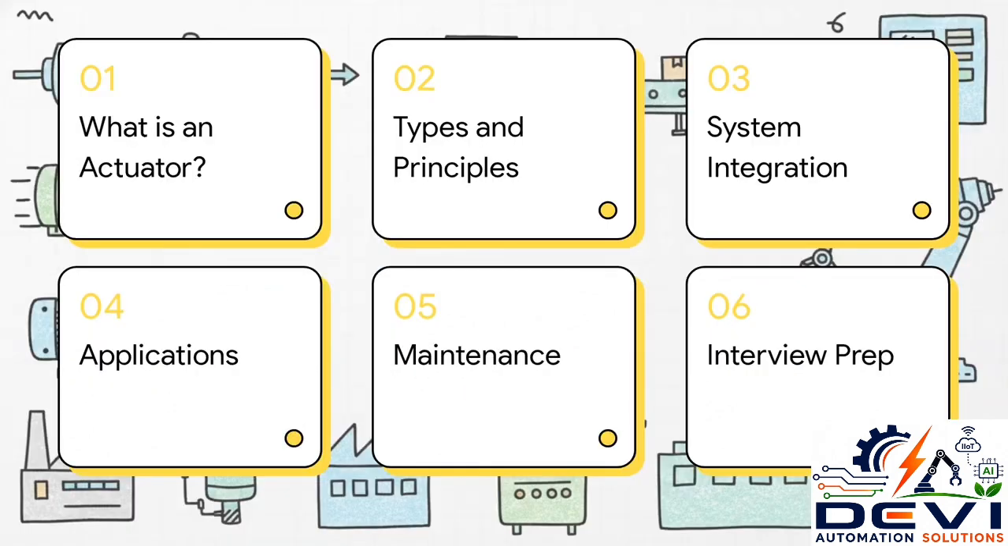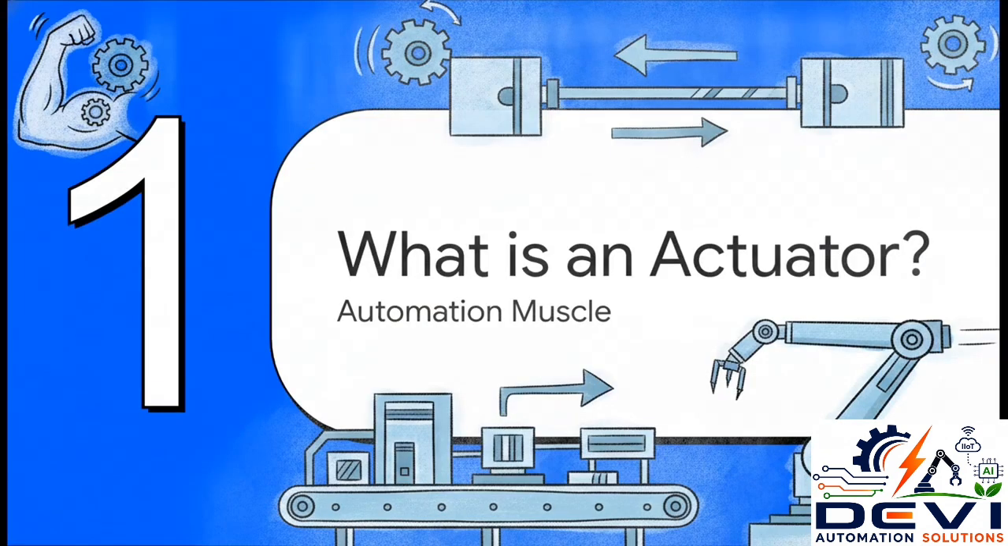Here's our quick roadmap for today. We'll kick things off with what an actuator actually is. Then look at the different types and how they work. After that, we'll see how they integrate into automation systems, check out some real-world applications, and talk about keeping them maintained. And finally, stick around because we're wrapping up with a real-world interview prep question. Okay, let's dive into this and start with the basics.